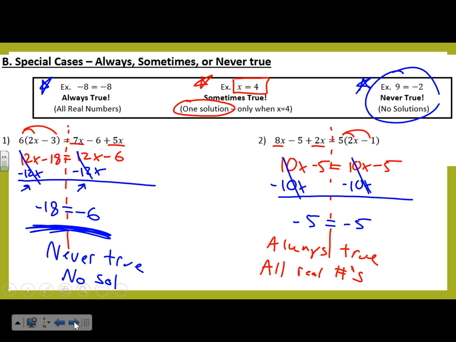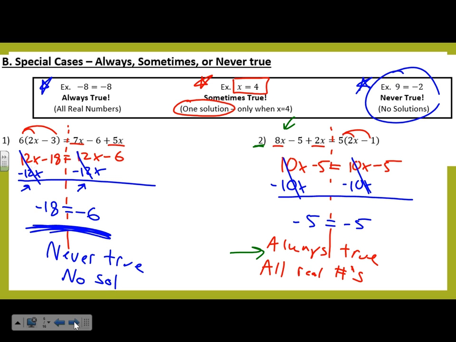Now, before I move on, what that means is no matter what number you plug in for x, you could plug in 10, 34, 0, negative 8, 5.6, pi, whatever number you plug in for x for number 2, you will get something that's true. Negative 5 is equal to negative 5. No matter what you plug in, it's always true. It doesn't matter what you plug in for the variable.